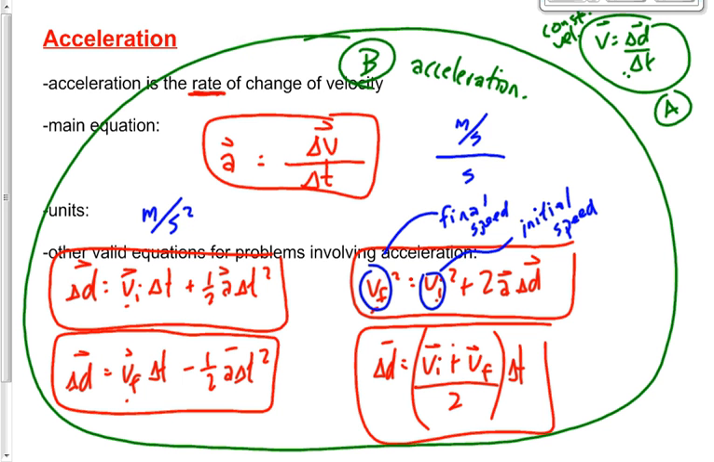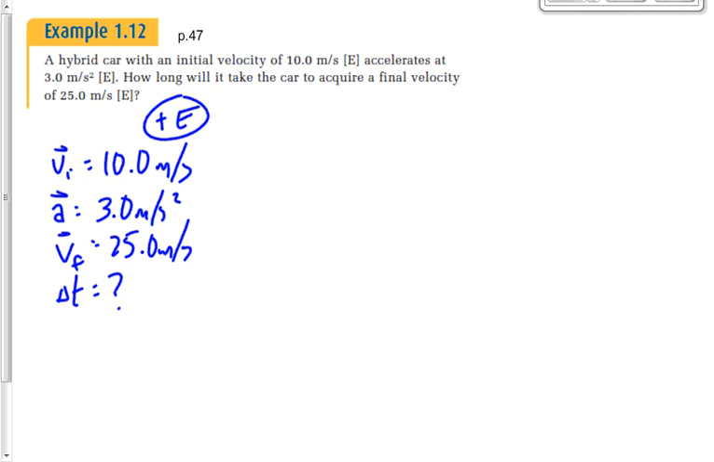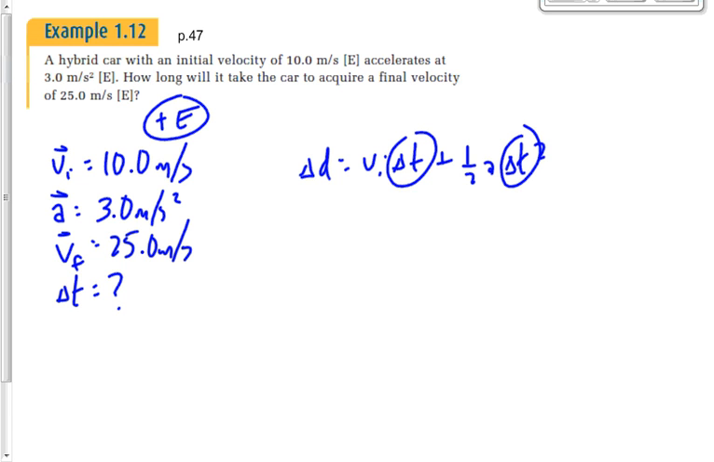Okay, if I pick, let's say, this one, the first one, d is equal to VIT plus 1/2 AT squared, and I want to solve for T here, what's the worst that's going to happen? Okay, I don't know what D is. I do know what VI is. I do know what A is. I get too many unknowns. I don't know what T is. I don't know what D is. I can't solve it. That's the worst that's going to happen.